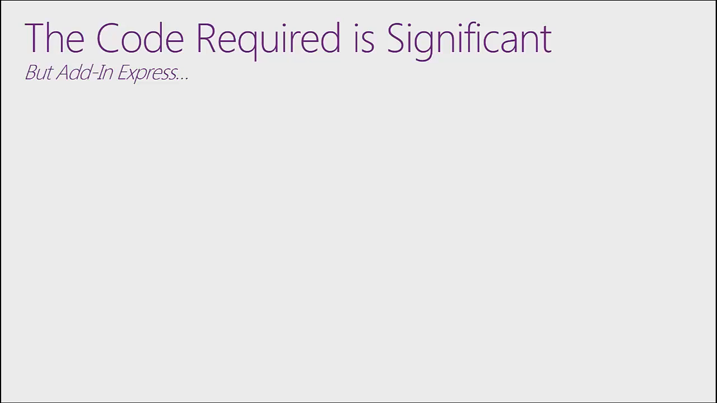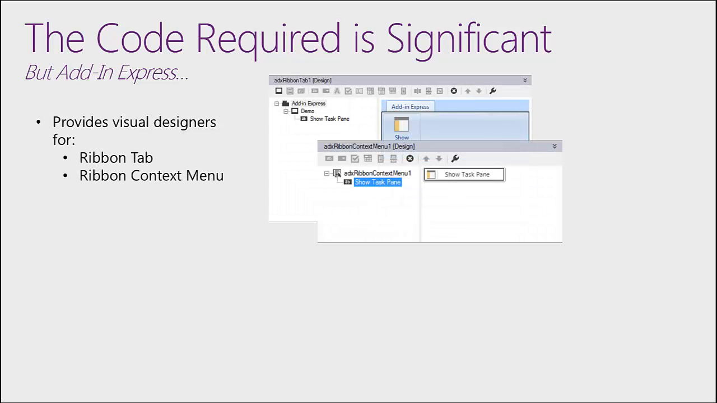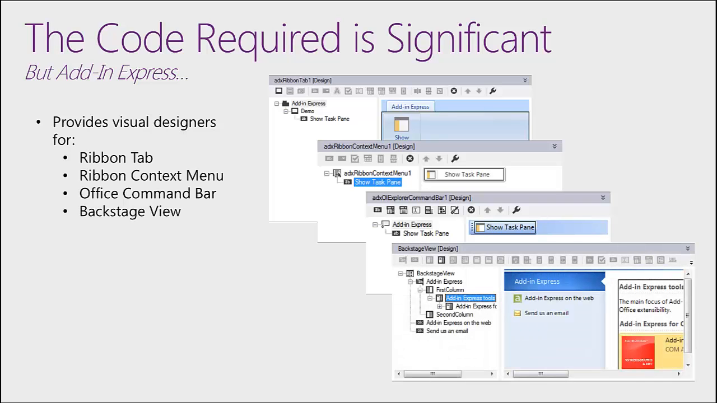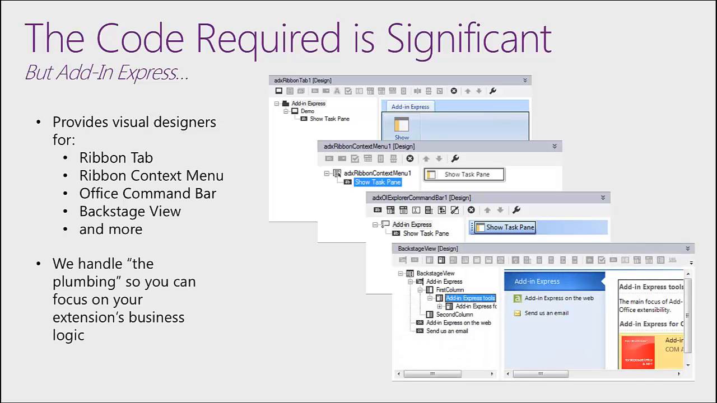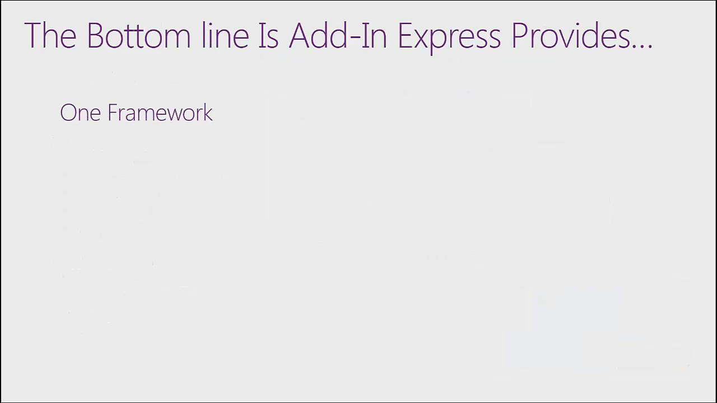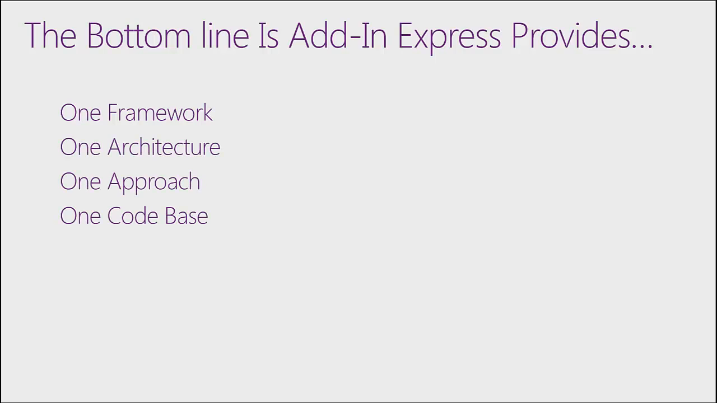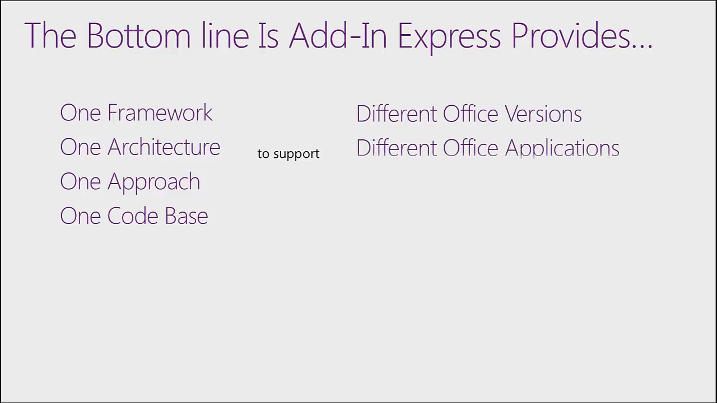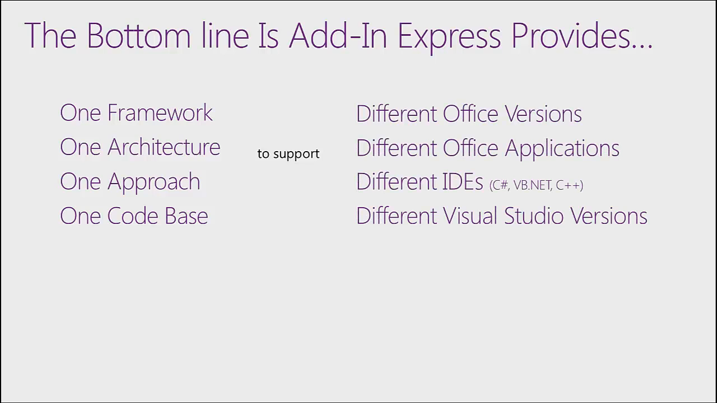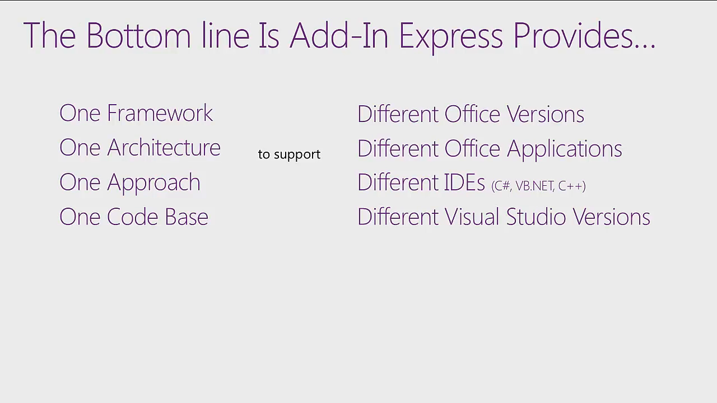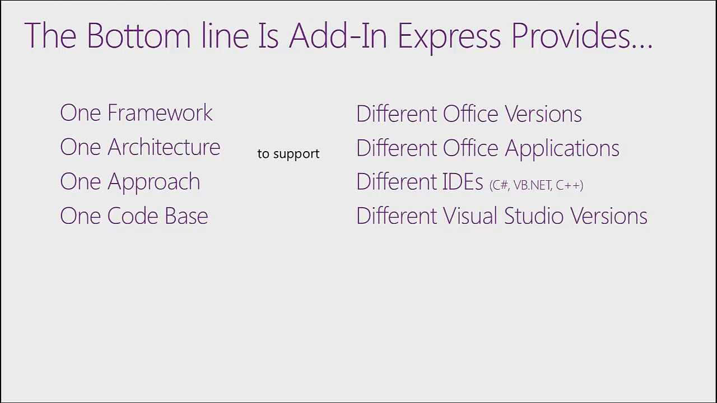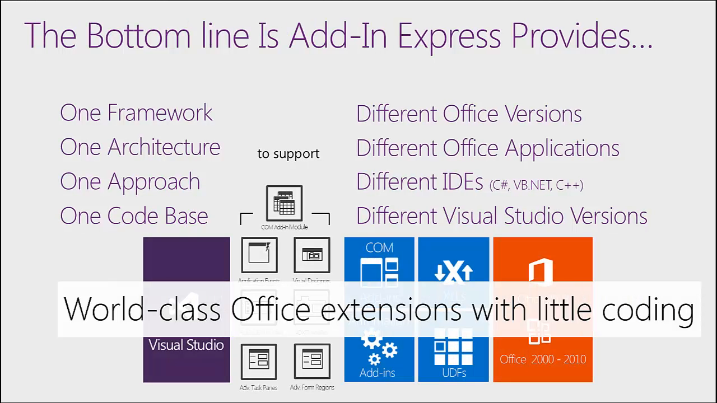With Office extensions, typically the code required is significant just to set up your custom UI. But Add-in Express provides visual designers for things like the ribbon tab, the ribbon context menu, the Office command bar, the backstage view, and more, which allows you to handle your extension's business logic, and we handle the plumbing. The bottom line is Add-in Express provides one framework, one architecture, one approach, and one code base to support different Office versions, different Office applications, different IDEs, and different Visual Studio versions, including support for Visual Studio 2012. Together, this allows you to build world-class Office extensions with little coding.